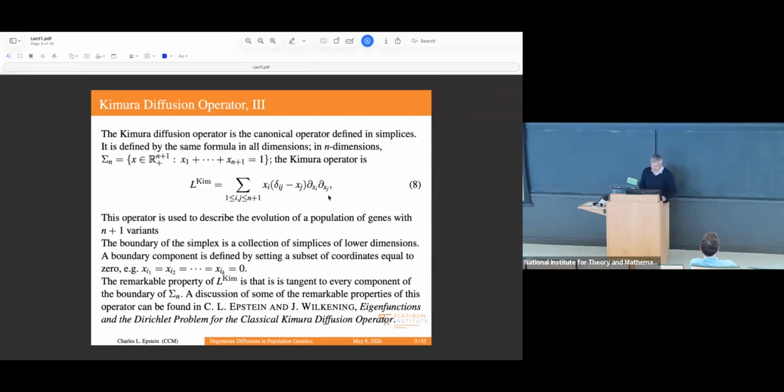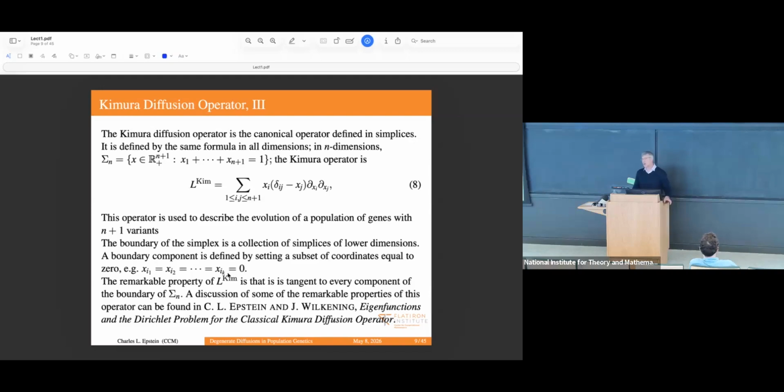This operator also has a very remarkable property with respect to the boundaries of the simplex. The simplex is not a manifold with boundary, it's a manifold with corners, and it has this very complicated stratified boundary structure. You get the boundary components by taking a collection of the coordinates and setting them equal to 0. That gives you the components of the boundary, and there are many, many of them. A high dimensional simplex has a very complicated boundary.